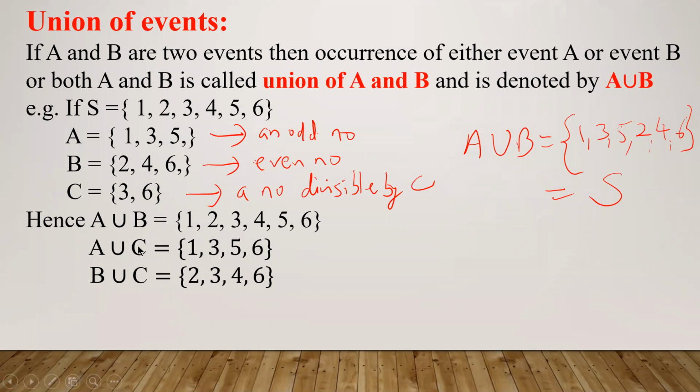Similarly, we can find A union C and B union C. For A union C, first of all, you write down the members of A. They are 1, 3, and 5. C contains 3 and 6. Out of that, 3 I have already written, so I will only write 6 now. So A union C is 1, 3, 5, and 6. If I throw my dice and I get any of these 4 numbers, then I will say that my event A union C has occurred. So if either A or B occurred, we say A union B has occurred.